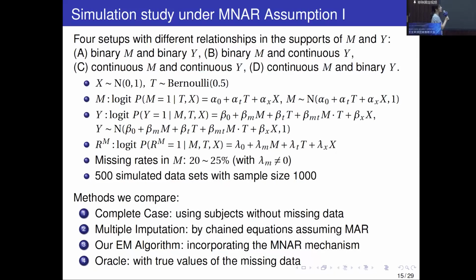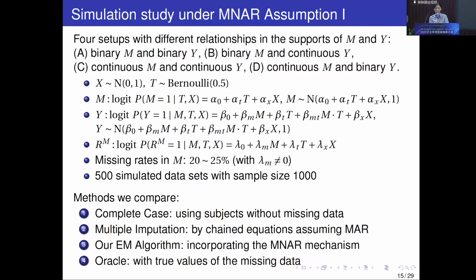Recall that the completeness condition is key for identification, and it essentially has two parts. One part is related to the supports of Y and M, and the other part is related to whether M predicts Y given T and X or not. So in our simulation studies, we consider various relationships between the supports of M and Y, and also scenarios where M predicts Y or not. In the methods comparison, we compare with complete case analysis, multiple imputation under MAR, our EM algorithm, which incorporates the MNAR mechanism, and also the Oracle one, where you know the true value of the missing data.